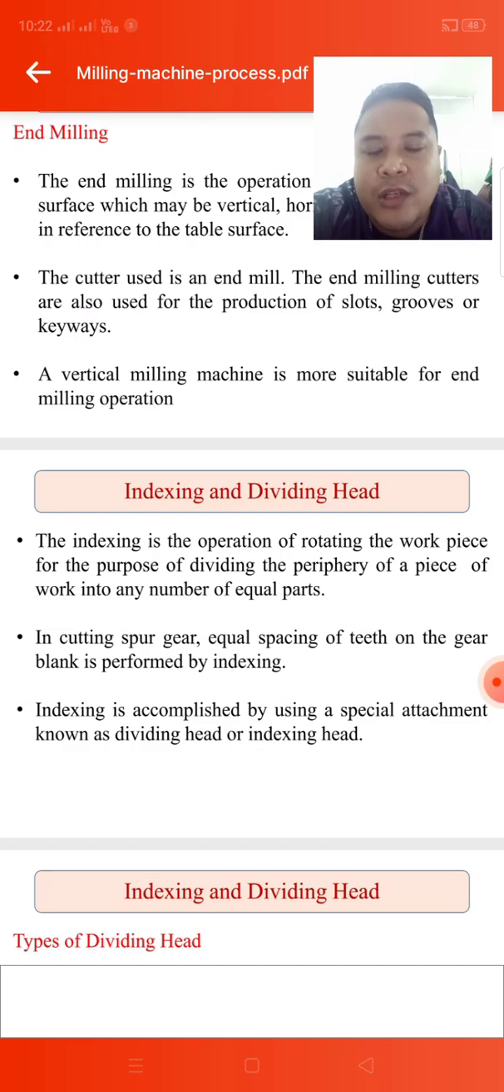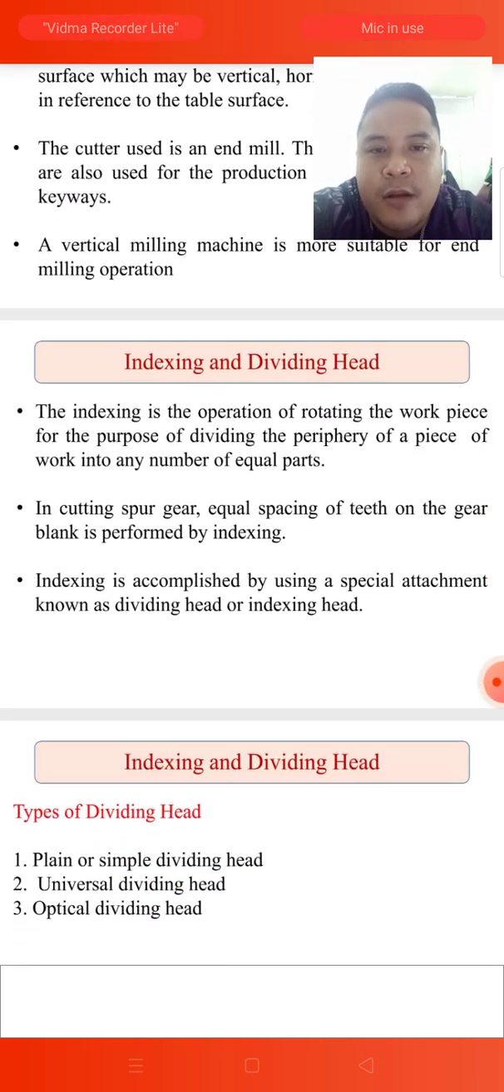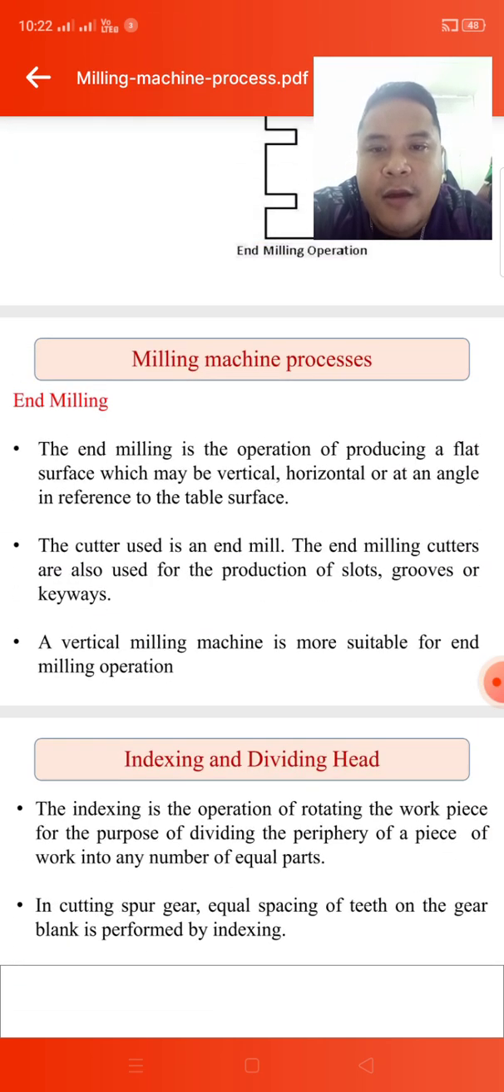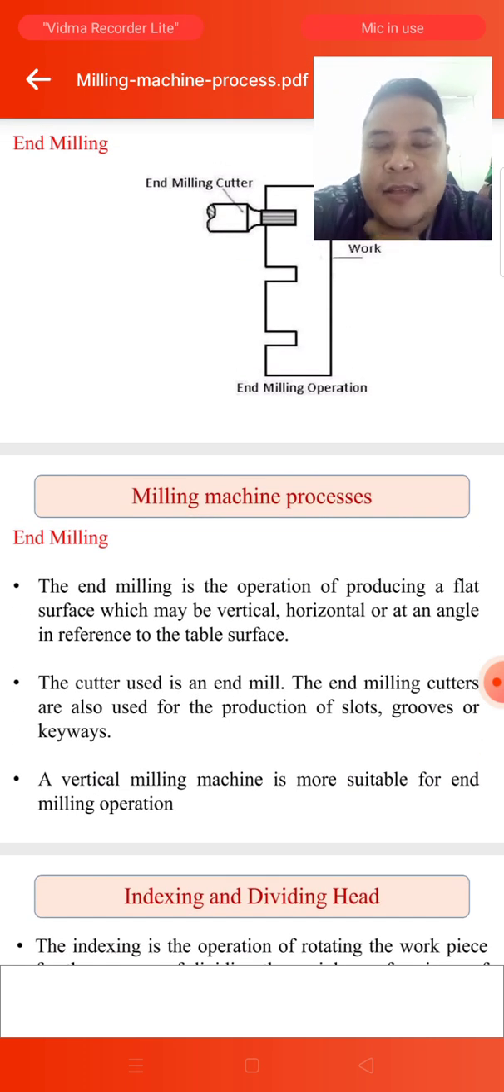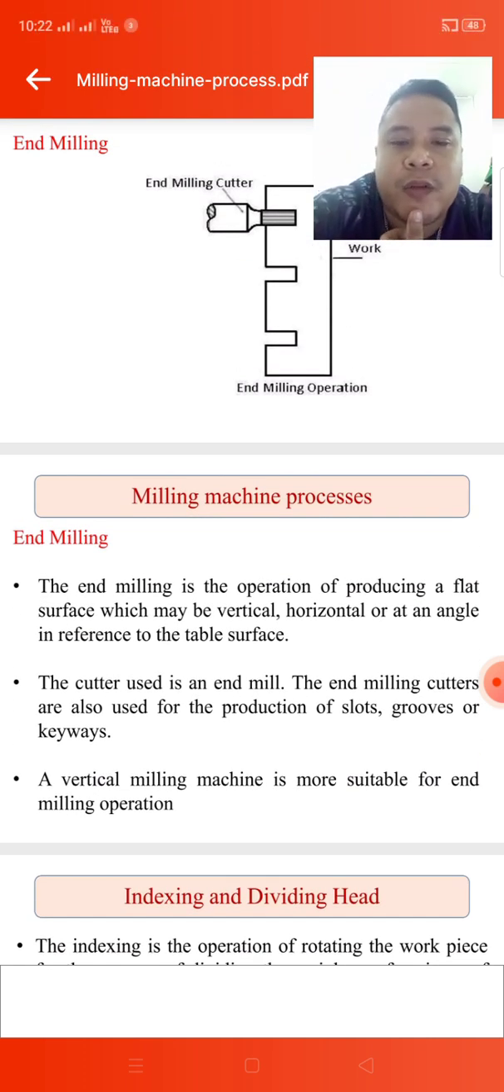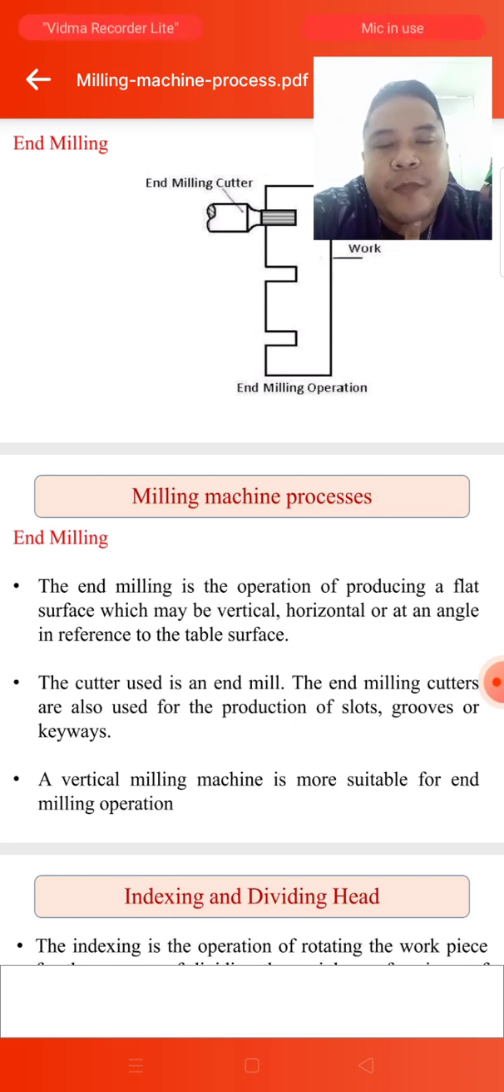So our slides end at end milling in the PowerPoint I gave. But my slides do not include the parts and function of the milling machine. I did not incorporate the milling machine parts and functions in our slides, but I will be posting later the PDF copy for the parts and functions of the milling machine.